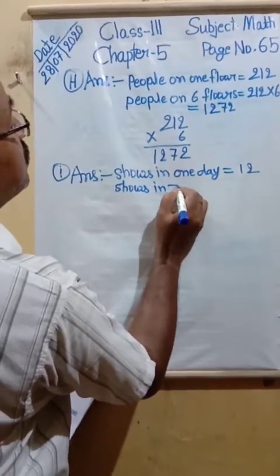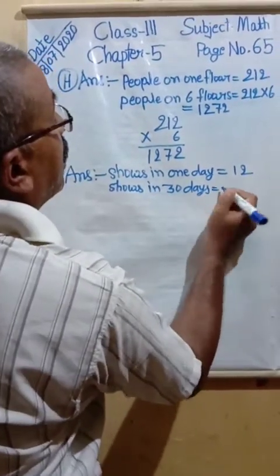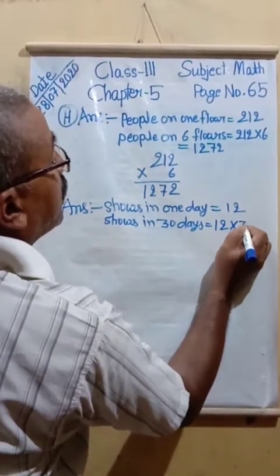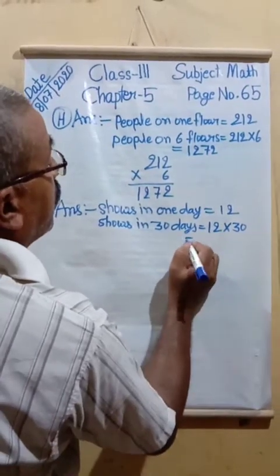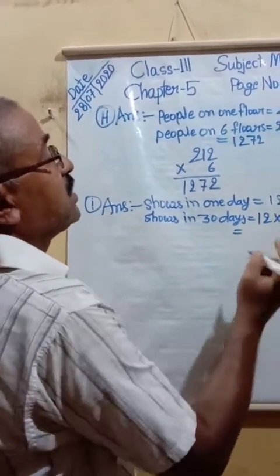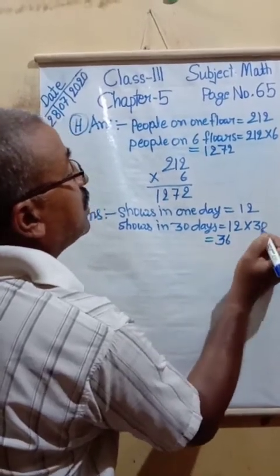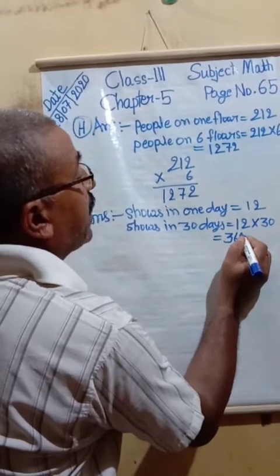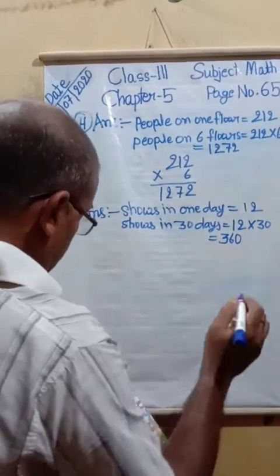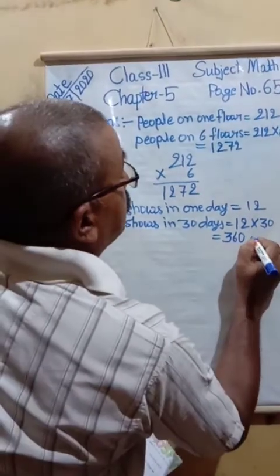Shows in 30 days. Now we will multiply here 12 into 30 equal to, firstly we will read the table. 12, 3 chances, 12 3 ja 36, and here is 10, we will write here 10, 360 shows.